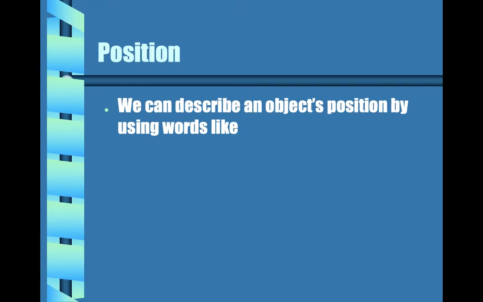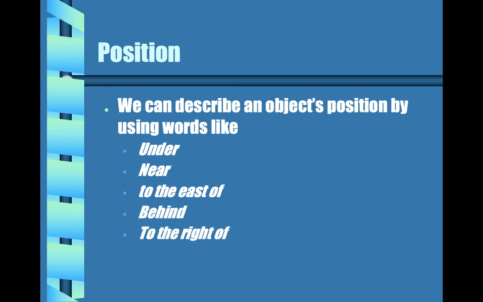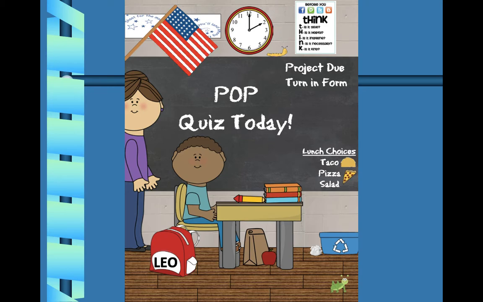We can describe an object's position by using words like under, near, to the east of, behind, to the right of, and many more. Take a look at this picture. There's a lot of things happening in this picture. I need to use my position words and relative location words to describe to you where an object is.